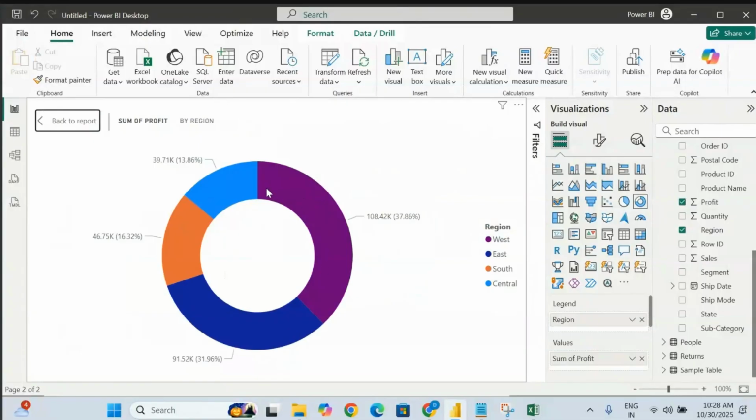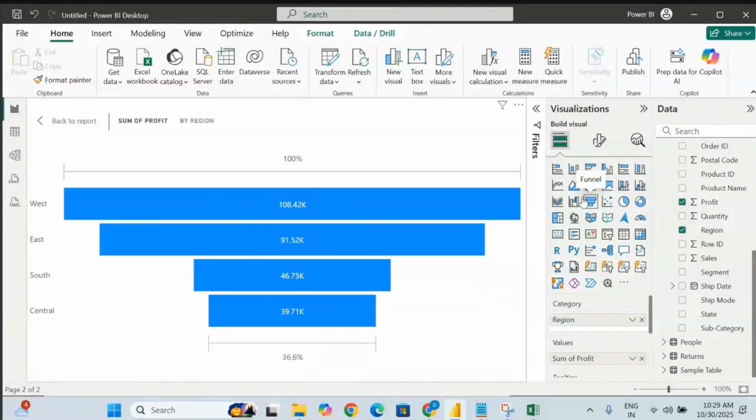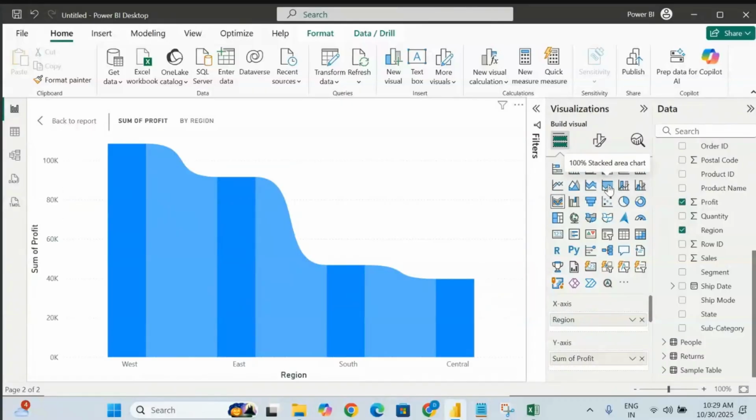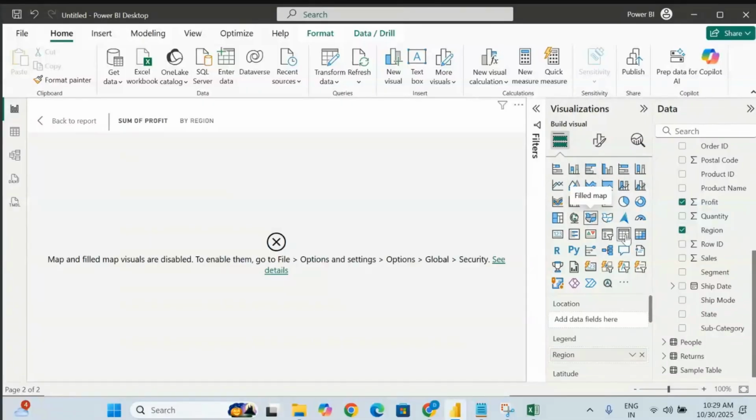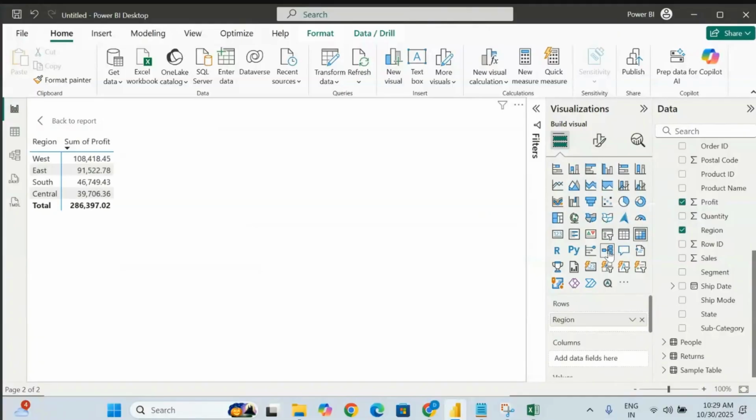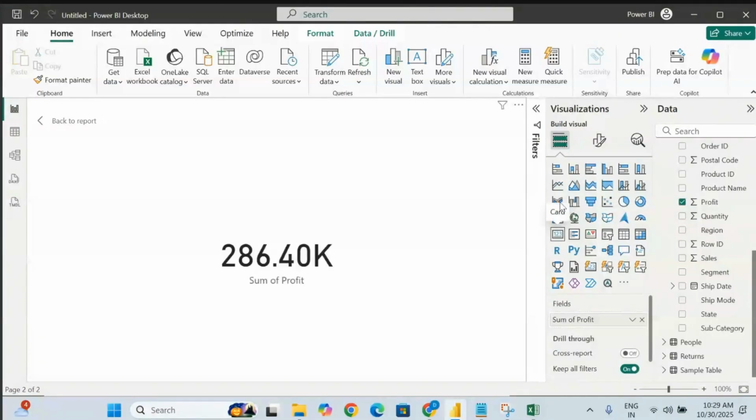This color indicates 37% of your business profit contribution. And what is the least contribution? 13%. This is not 16, it is 13.86. This is the least value contribution of your profit. So just understand, 4 years of your data takes only a single click. You can understand how you are going to analyze your data. That is the beauty of Power BI. It can convert a huge amount of data into meaningful understanding in less time. That is the only thing you just have to understand.